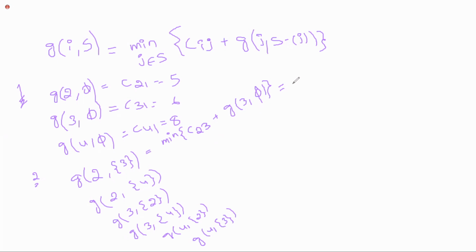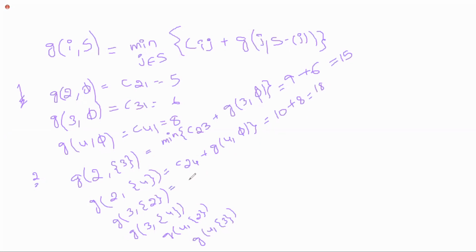Complete this value, C23. Tell me what is C23, Rishita? C23 is 9, ma'am. 9 plus, what is G of 3 comma empty? Just now we have calculated, no. So 9 plus 6, which is equal to 15. Okay. Next is C24. No need to calculate minimum. J is nothing but 4. So C24 plus G of 4 comma empty. What is C24, Rishita? 10, ma'am. 10 plus 8. Very good, which is equal to 18. Now 2's part is over.